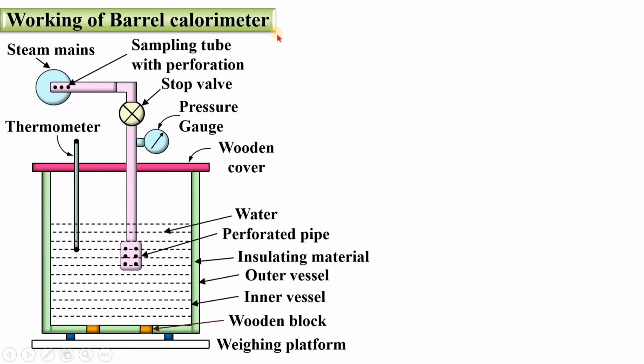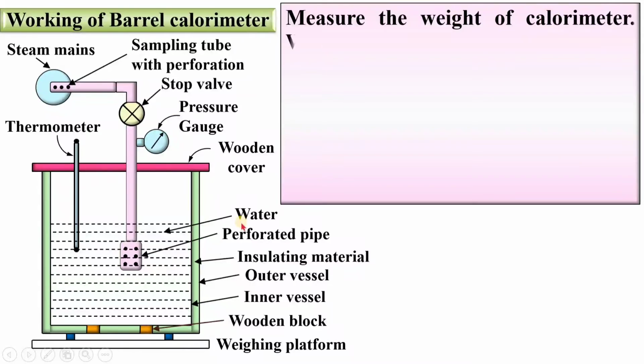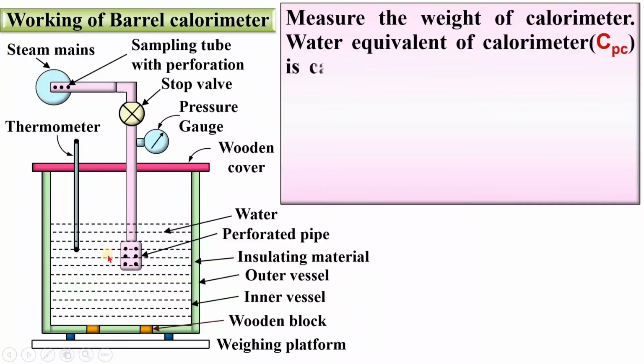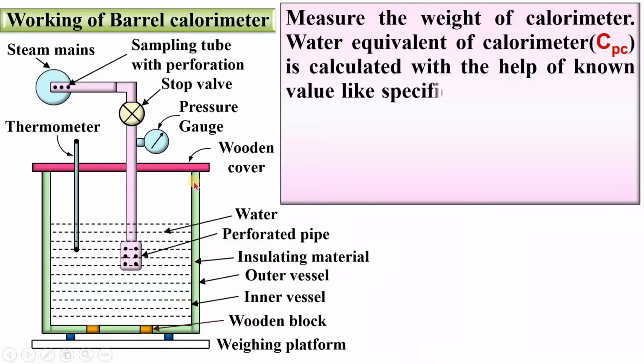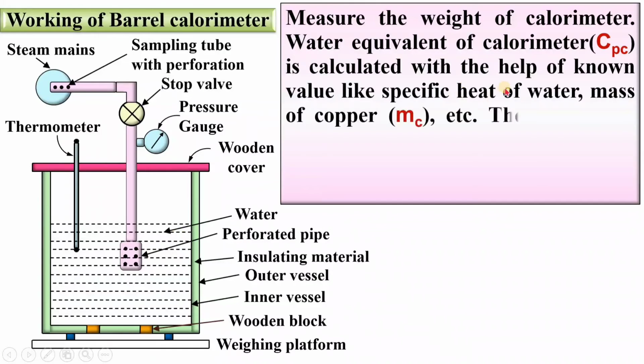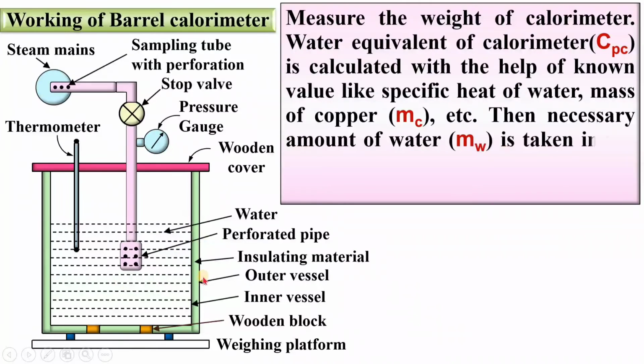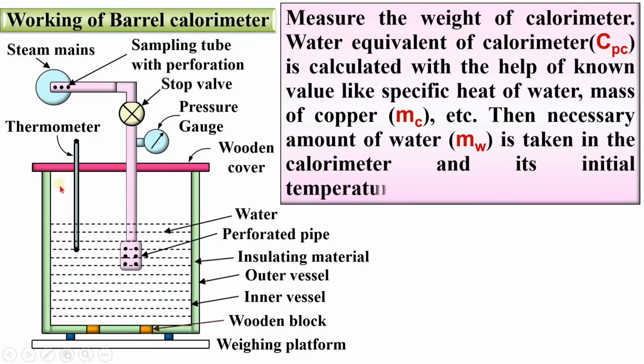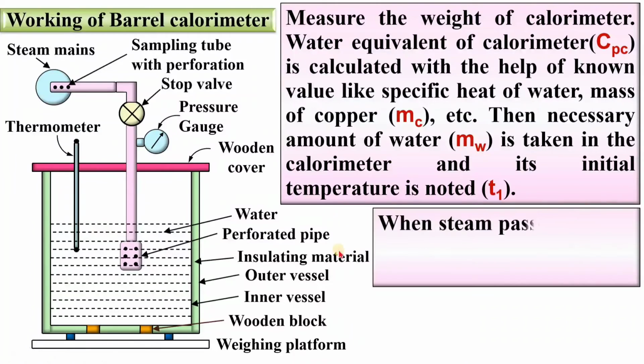Now, working of the barrel calorimeter. First, measure the weight of the calorimeter. Water equivalent of the calorimeter is calculated with the help of known values like specific heat of water, mass of copper, etc. The necessary amount of water, that means mw, is taken in the calorimeter. So here you can see this is the initial water that is filled in the barrel calorimeter. You can measure the mass of the water with the help of this weighing platform, and its initial temperature T1 is noted with the help of this thermometer.